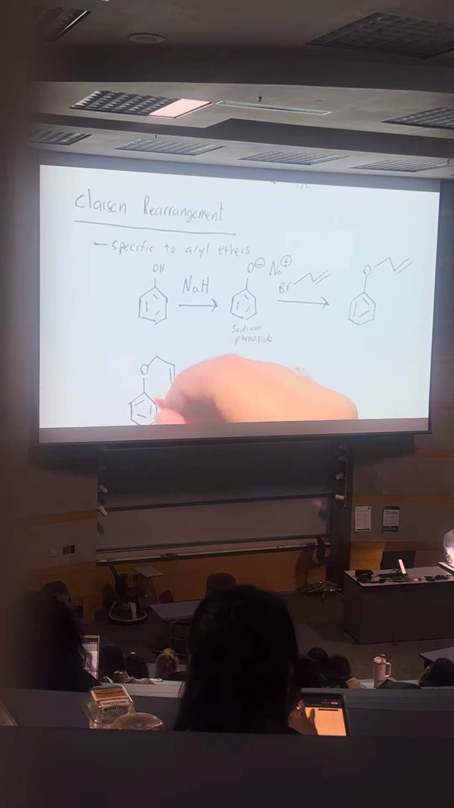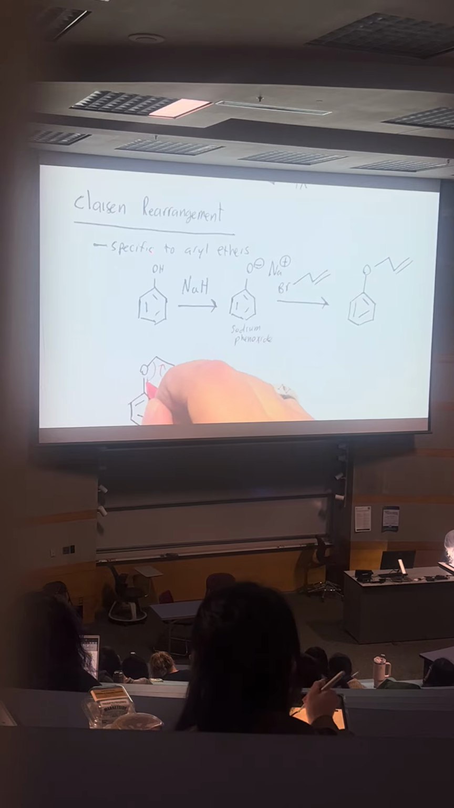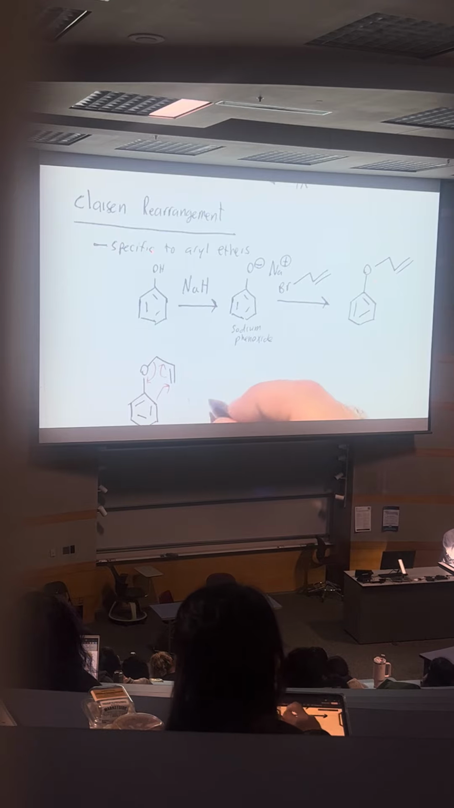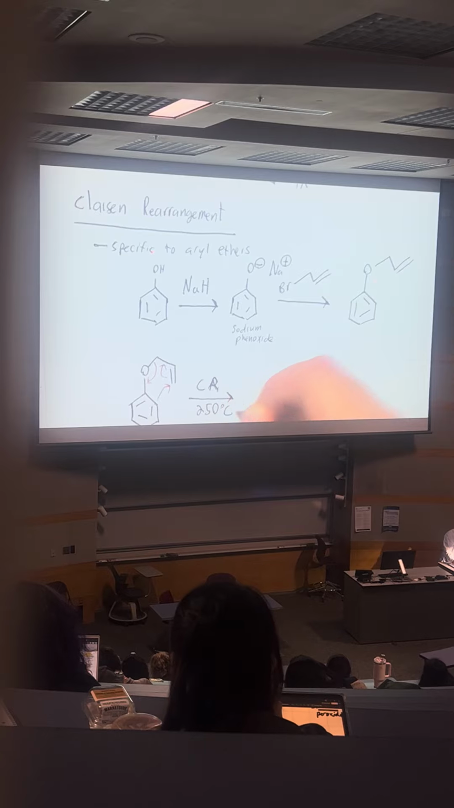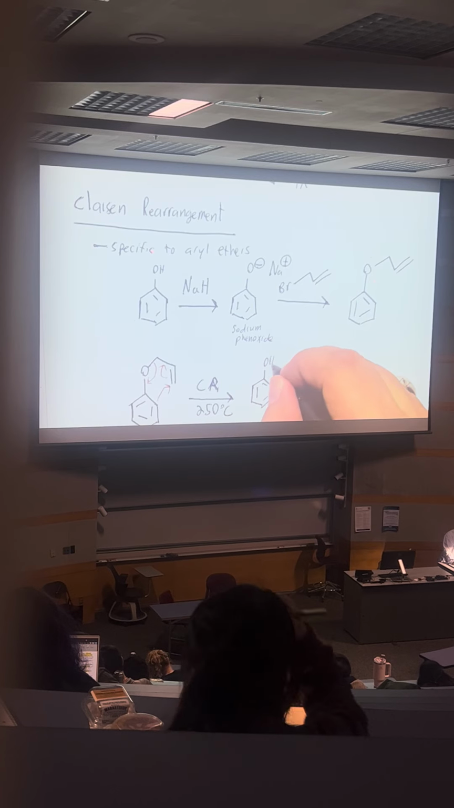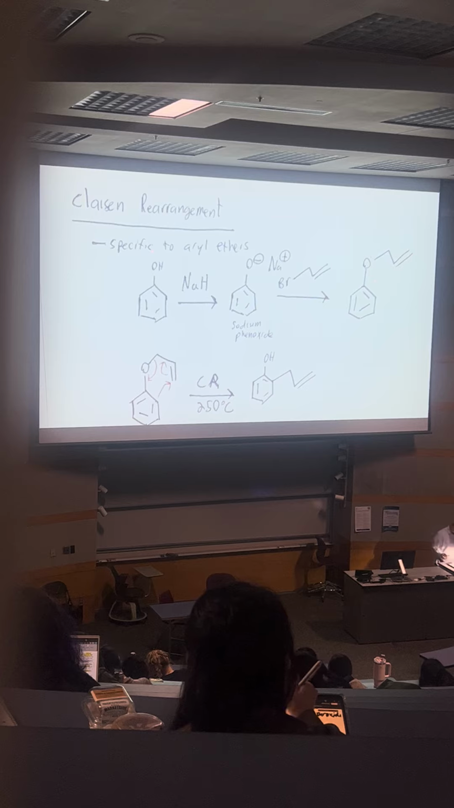The pi bonds will attack this carbon, this pi bond will migrate, and the bond holding this oxygen there will then kick downstairs. This is known as the Claisen rearrangement, so I'm just going to put CR, the Claisen rearrangement. In order to trigger this, all you have to do is heat up your aryl ether to 250 degrees Celsius, and this rearrangement will occur automatically, and you can get something like that.